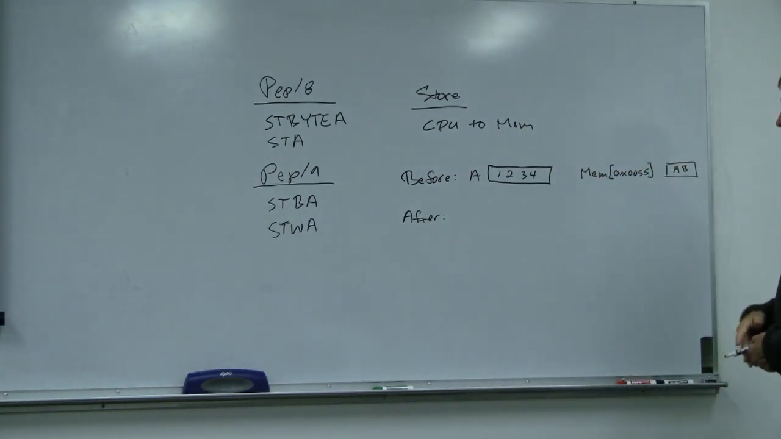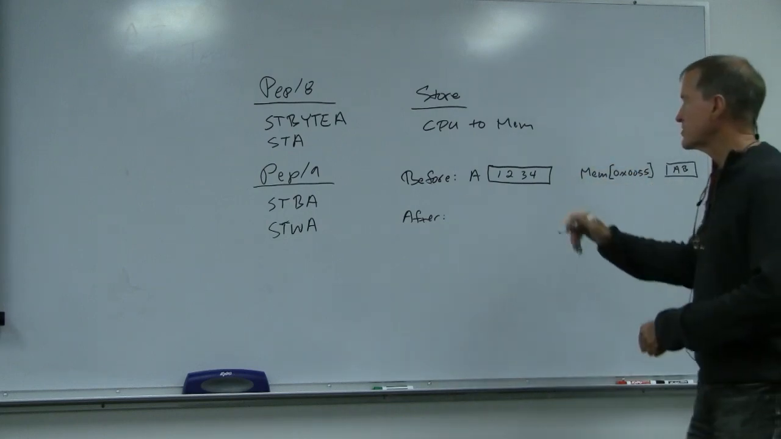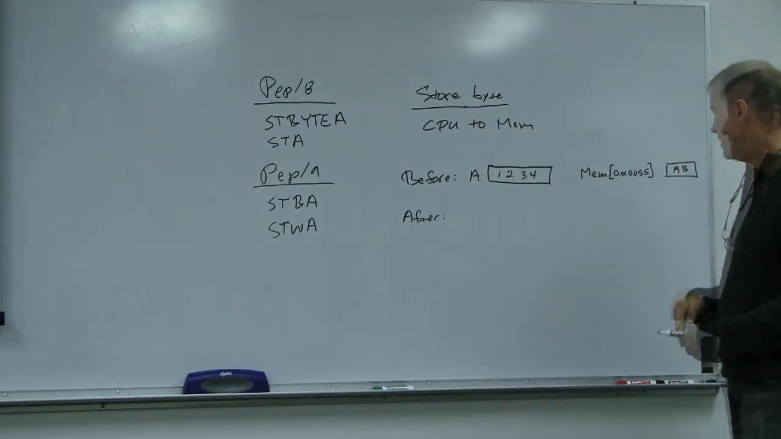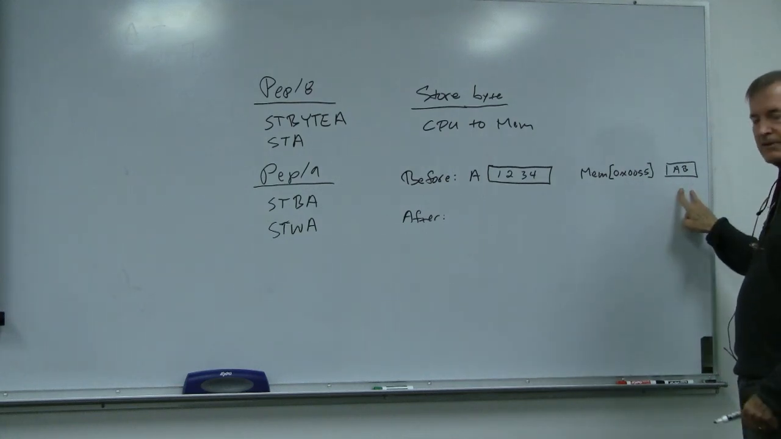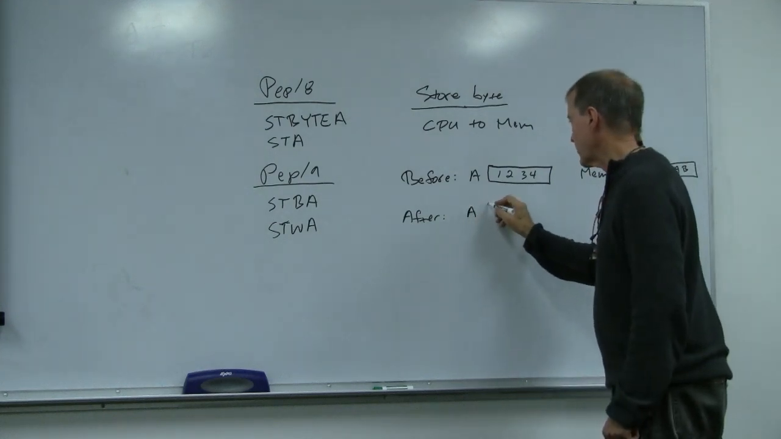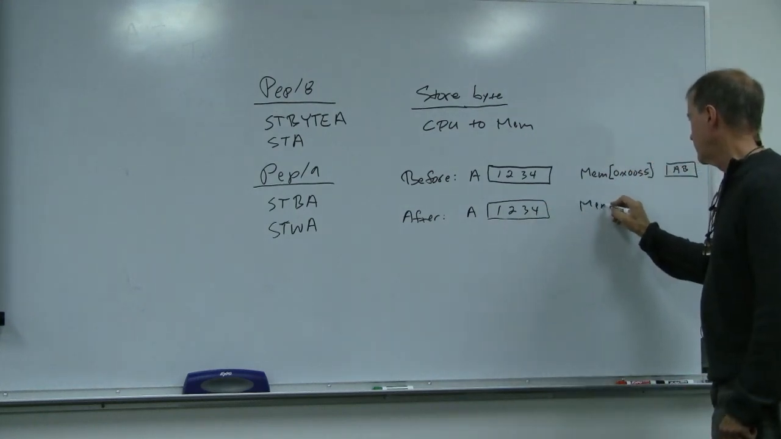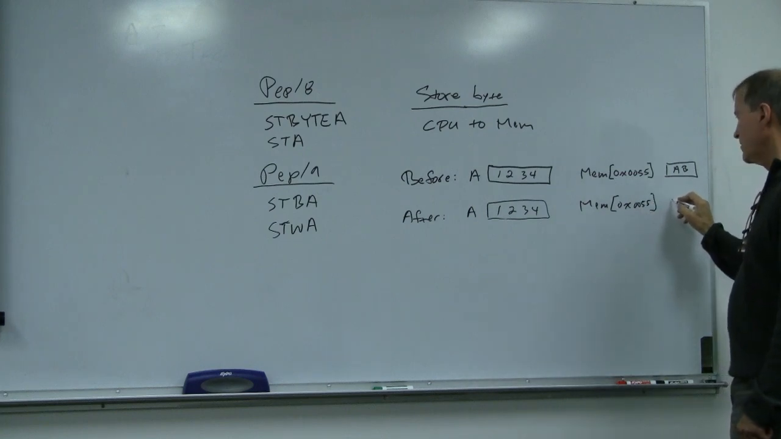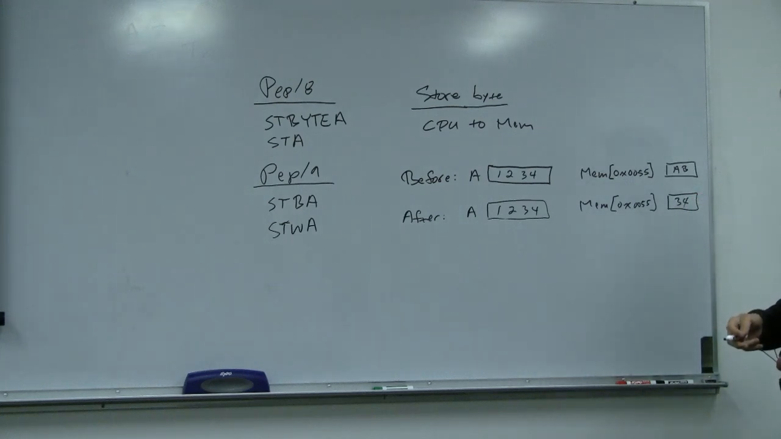You remember? So if this is before store byte, I should say store byte here. Yes, it'll take the low order one. So it'll take this 3, 4, and it'll put it here, right? So after, what is the accumulator afterwards? It's still 1, 2, 3, 4, and then mem 0x0055 would be 3, 4 hex, right? Does everybody remember that's what the store byte does?